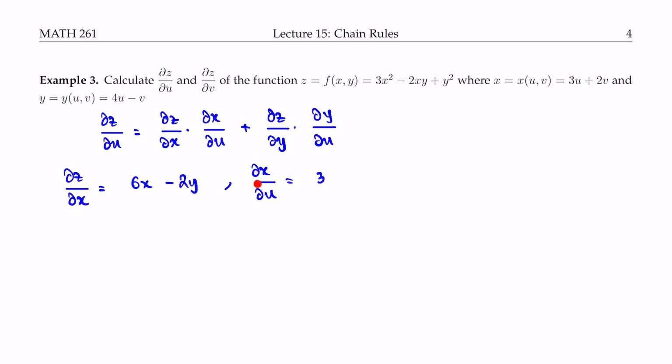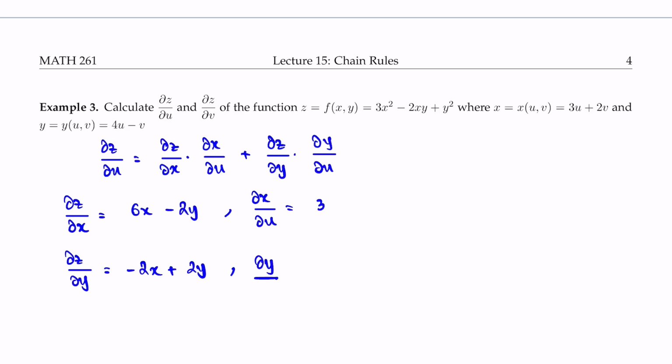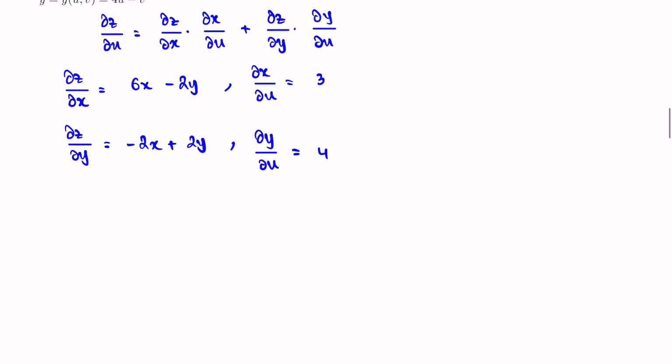This is the partial derivative of x with respect to u. In this case, v is a constant. Therefore, taking the derivative of 3u gives you 3, and taking the derivative of 2v with respect to u gives you 0. Now you do partial z, partial y. That is equal to minus 2x plus 2y, and partial y, partial u equal to 4. Now plug all of this information into the formula. You get partial z, partial u equal to 6x minus 2y times 3 plus negative 2x plus 2y times 4.